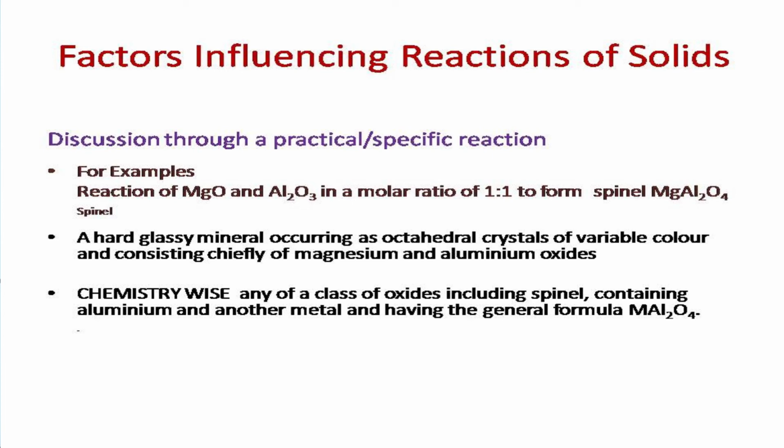That is also defined for you. It's a hard glassy material occurring as an octahedral crystal of variable color and consisting chiefly of magnesium and aluminum oxides. It's very important: both reactants are colorless, but the product is a colored material. Chemistry wise, any of a class of oxides including spinel, containing aluminum and another metal, having the general formula magnesium metal aluminate, is normally called a spinel. That's why when you react magnesium oxide and aluminum oxide, they lead to the formation of MgAl2O4.